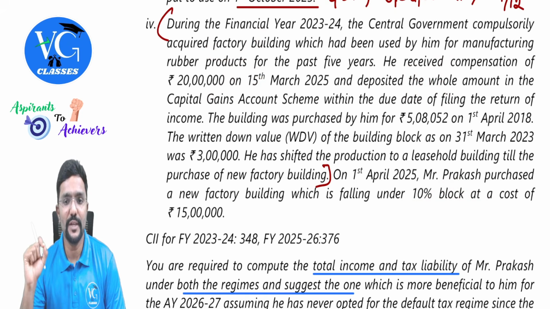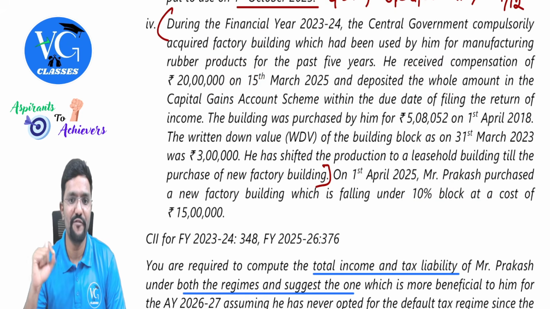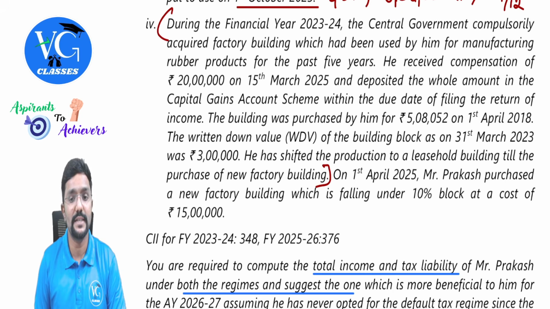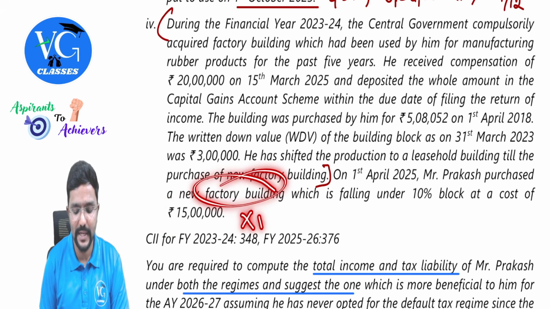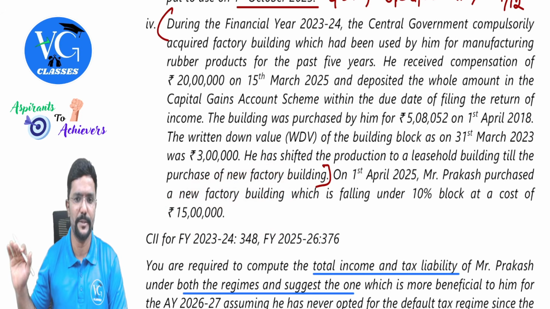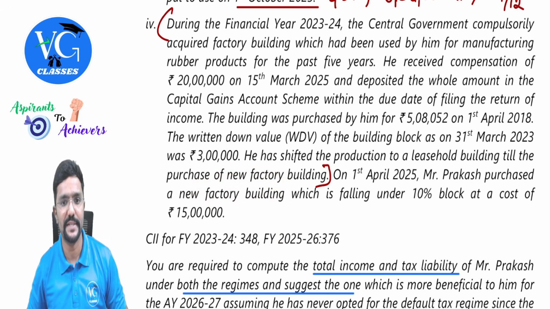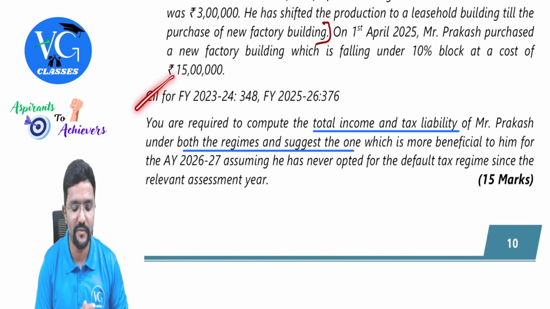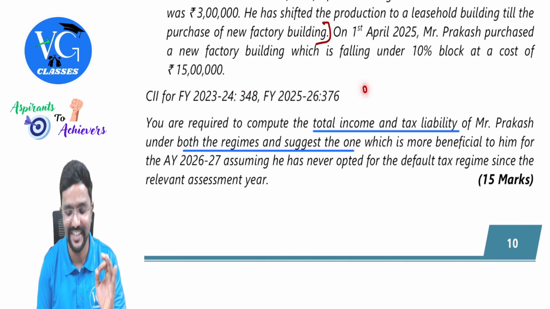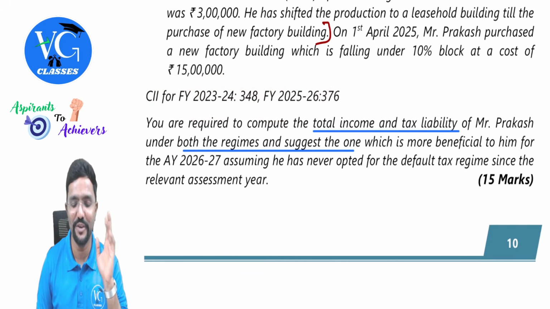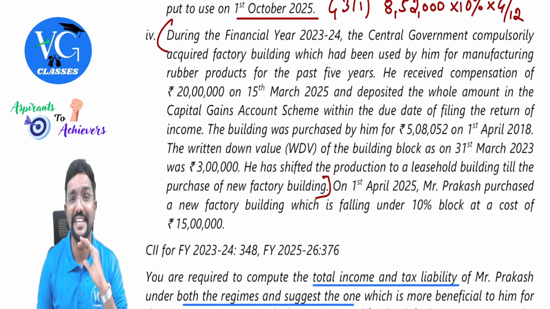Next, on 1st April 2025, Mr. Prakash purchased a new factory building, which is falling under the 10% block, at a cost of 15 lakh. On this, can he claim depreciation? Yes, as it is a factory building, he can claim 10% depreciation, full depreciation, as it is used for more than 180 days. Then the cost inflation index for financial years 23-24 and 25-26 are given, guys. This is again irrelevant. Please be careful because students would have calculated capital gains and unnecessarily wasted time on it.